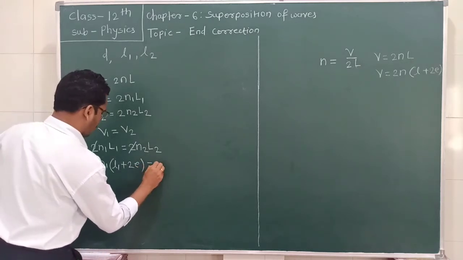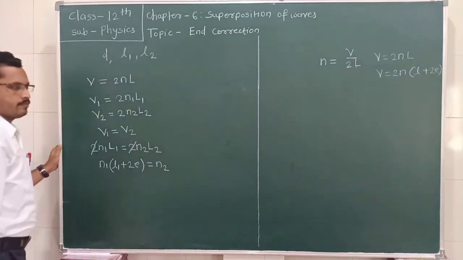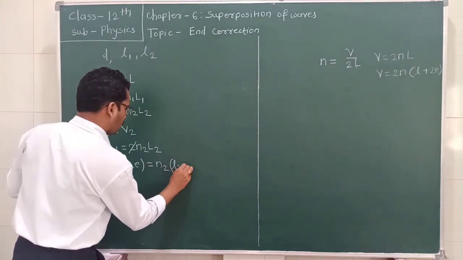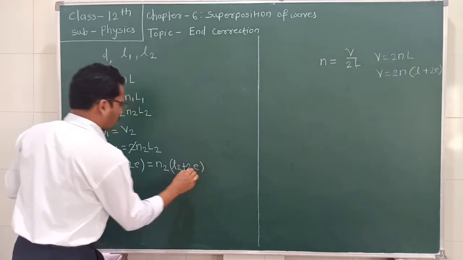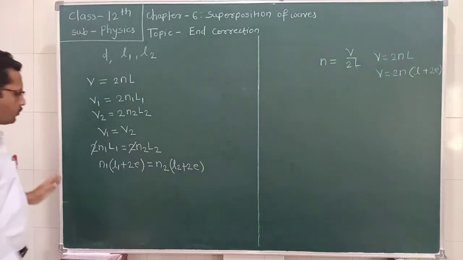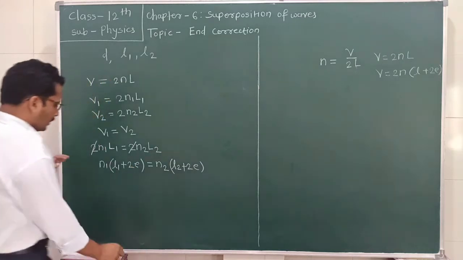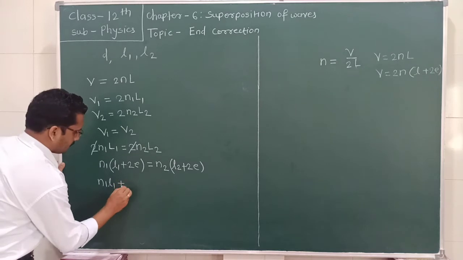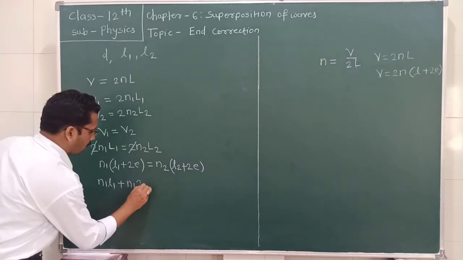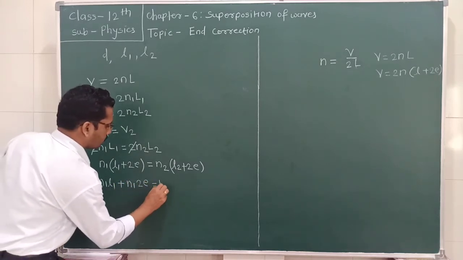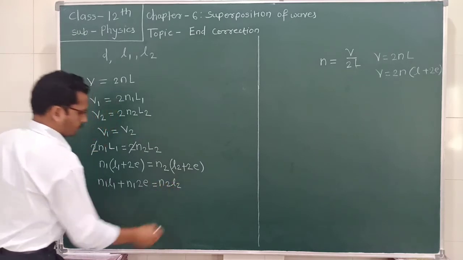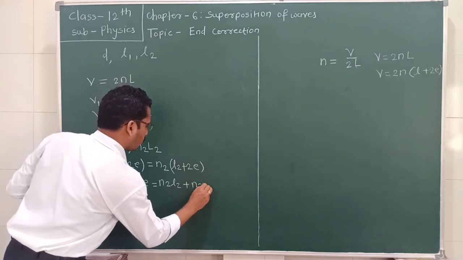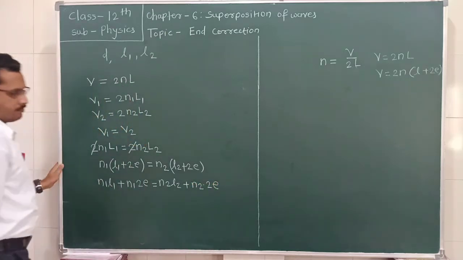which is equal to the frequency N2 into L2 plus twice E. Okay, so now we are going to simplify this. This is N1 L1 plus N1 into twice E is equal to N2 L2 plus N2 into twice E.